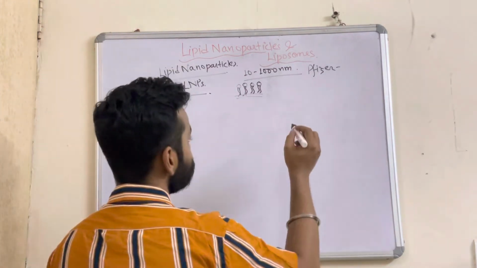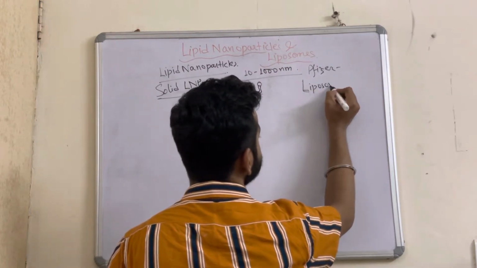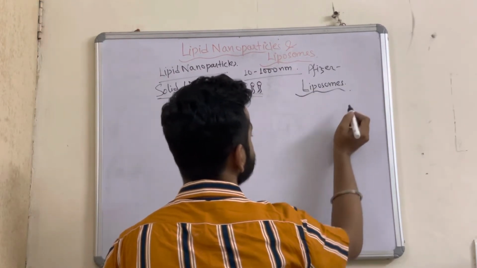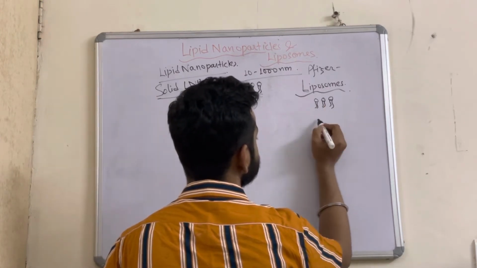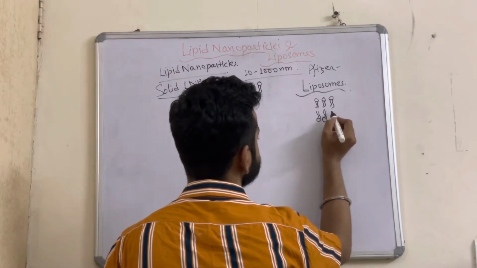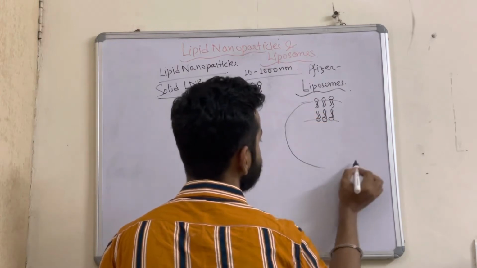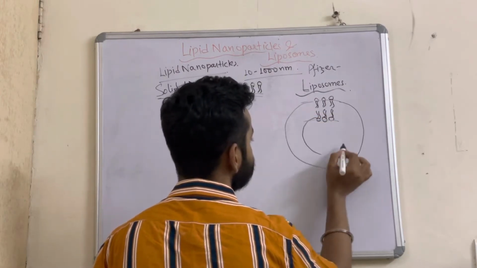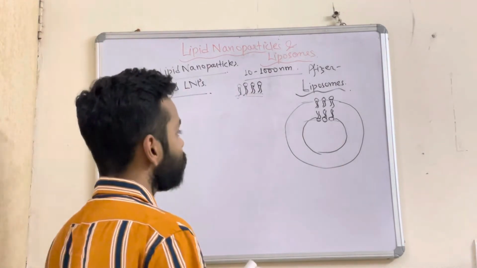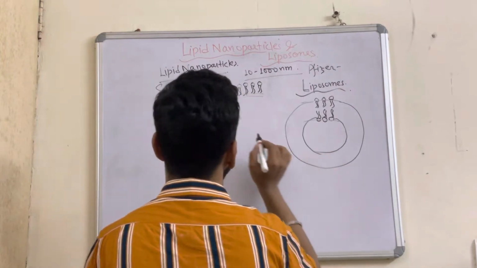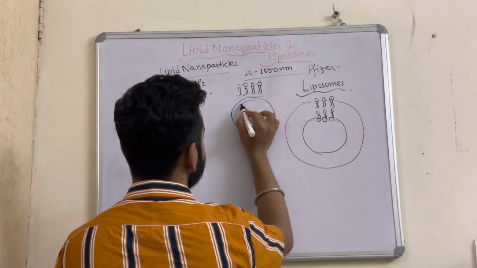Now coming to liposomes, which are another class. These will be in the form of a bilayer system with a hollow interior core. So liposomes will have a hollow interior core, whereas the solid lipid nanoparticles will have a solid core.